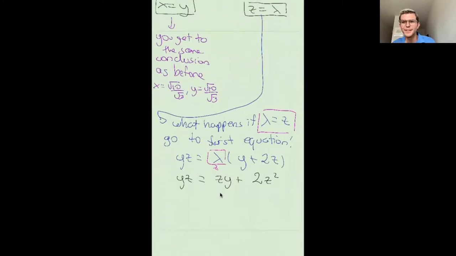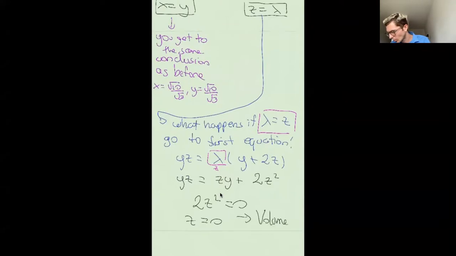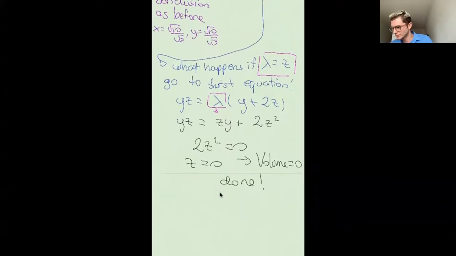And so what can you conclude in this case? Yeah, because then you get that 2z squared equals 0. So z equals 0, and then the volume is 0, and that's not interesting. And then you're done. And this is a solution of the problem. So do you see the difference between the two methods?